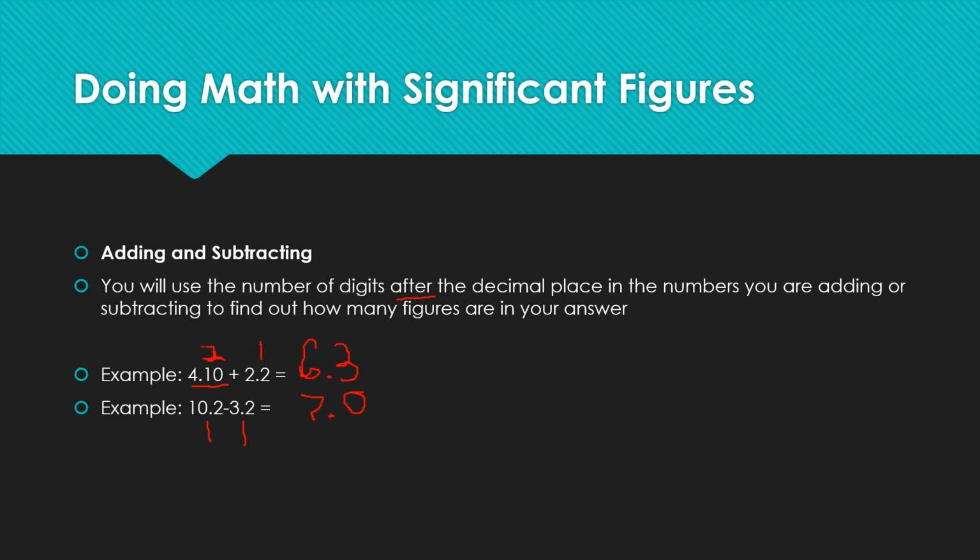That kind of says 7.0. So because you have 1 in each of those, your answer automatically wants to have 1. If that number said 10.200 and it still said 3.2, you still pick the number with the least after the decimal place. So it would still be an answer of 7.0 because you don't know what's after that 2 if it's not given to you. Okay, so hopefully that makes sense.